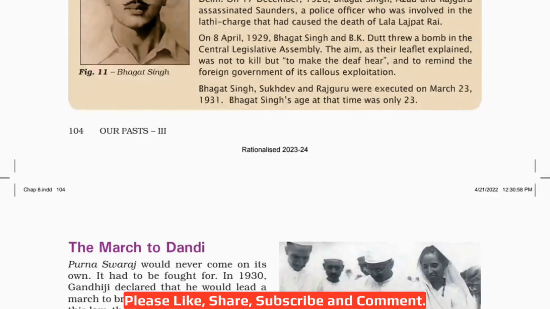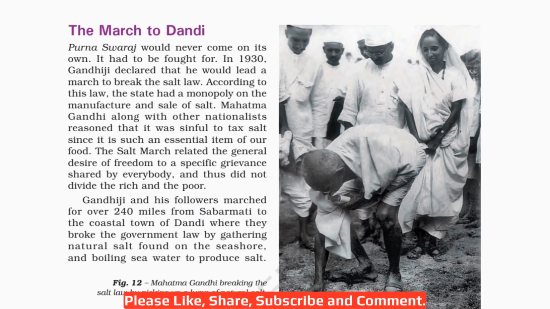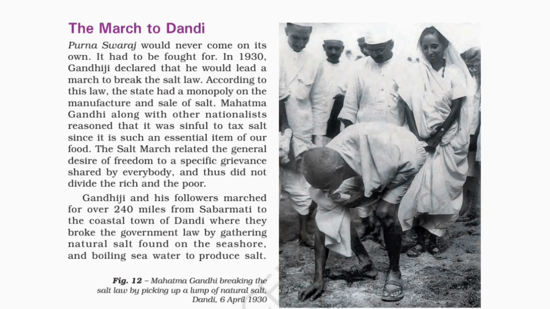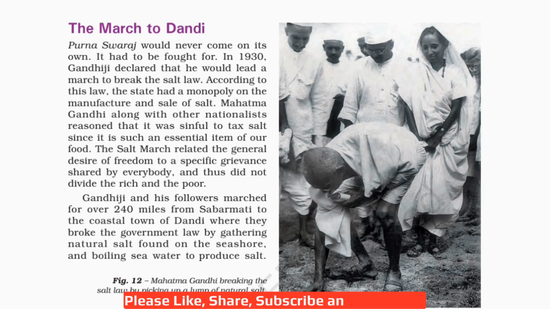The march to Dandi. Purna Swaraj will never come on its own. It had to be fought for. So in 1930, Gandhiji declared that he would lead a march to break the salt law. According to this law, the state had a monopoly on the manufacture and sale of salt. Mahatma Gandhi, along with other nationalists, reasoned that it was sinful to tax salt, since it is such an essential item of our food.